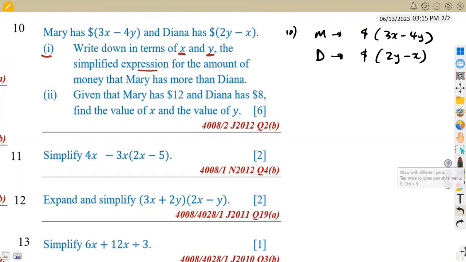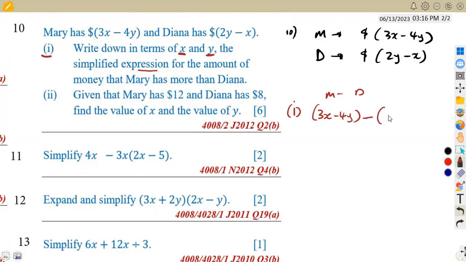We are given in terms of x. So this is not going to change. We are going to have the same concept in this case: the amount of Mary minus the one for Diana. But here we are going to write in terms of x, which is 3x minus 4y. That is the amount of Mary minus the amount that Diana had, which is 2y minus x. So this is going to give us the difference that she had more than Diana.